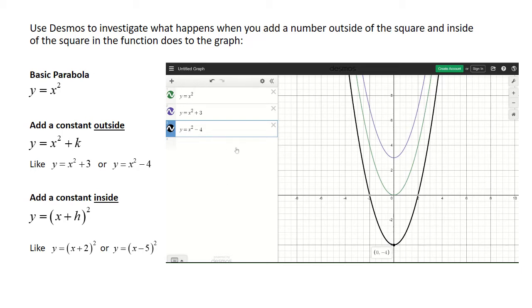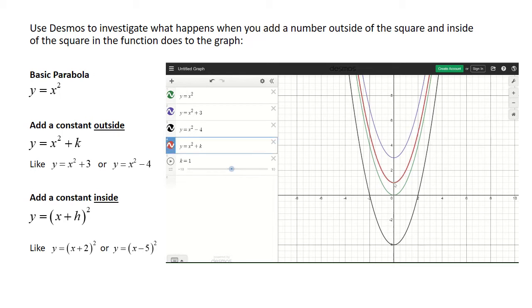Now Desmos has this really cool thing you can do. It's called using a slider. Let's say we want to investigate this entire situation for any number you might add on. So I'll say plus, and let's say any number k. As soon as I put in k, it says add a slider, and I click on that k blue box. It gives me a slider of values of k, starting at k equals 1. Look at where my red graph is: my vertex is at (0, 1).